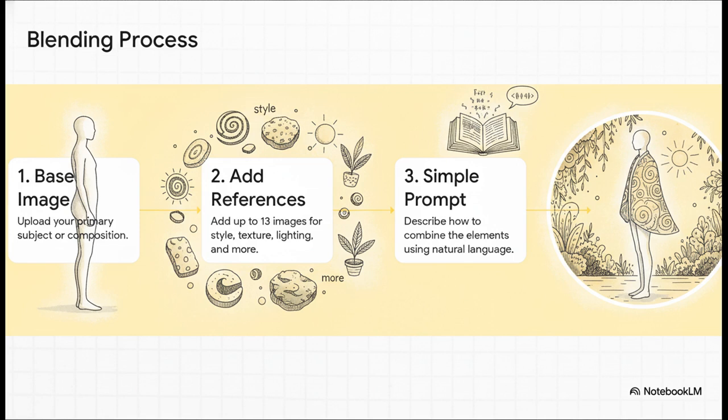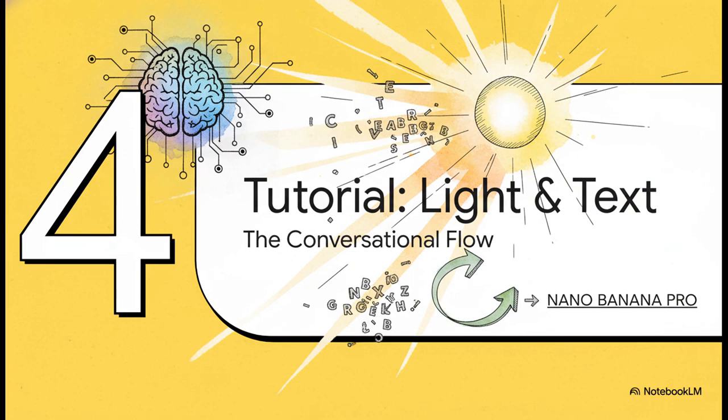Something like, use the face from image 1, put them in the setting from image 2 with the color style of image 3. And then it just does it. It creates one cohesive image that understands all of those inputs. Okay, on to tutorial number 2.